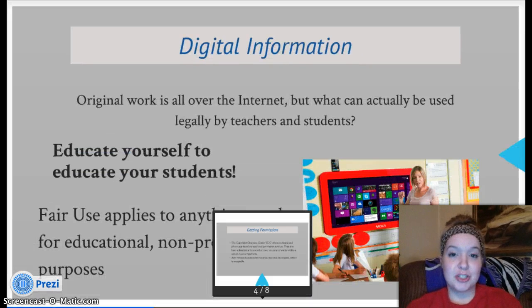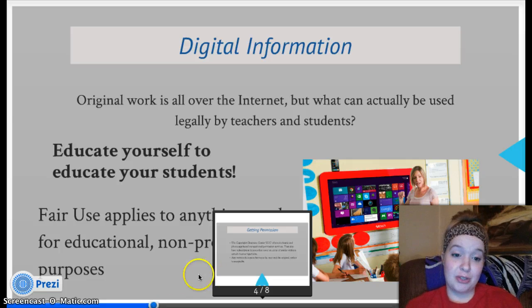So, digital information is everywhere in the classroom now. Original work is all over the internet, but what can actually be used by teachers and students legally, that's where these fuzzy lines come in. Teachers have to educate themselves in order to educate their students correctly.